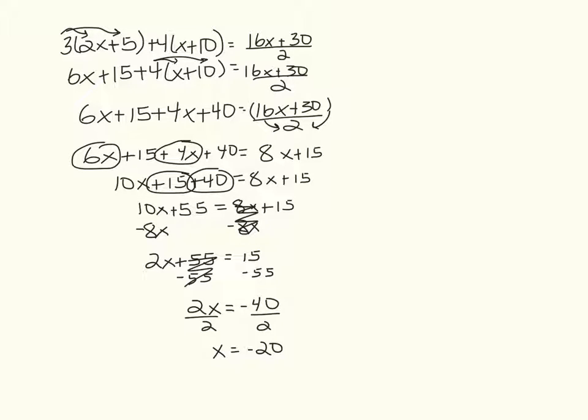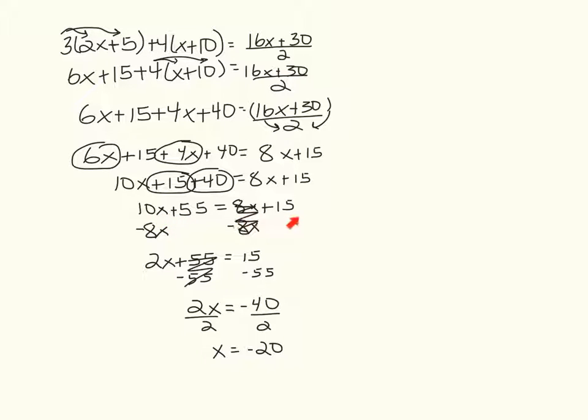I'm going to talk through it now. First step was I distributed my times 3 to everything inside of its group. Then I rewrote the problem. Then I distributed my times 4 into everything inside its group, and I rewrote the problem. Then I distributed the divide 2 into everything in its group, and I rewrote the problem. From there, I combined like terms, so I combined my x variables on the left side into 10x, and rewrote the problem. And then I combined my constants on the left side into 55 and rewrote the problem.